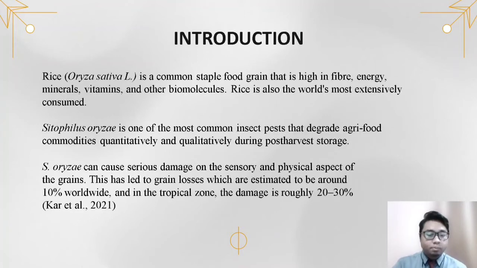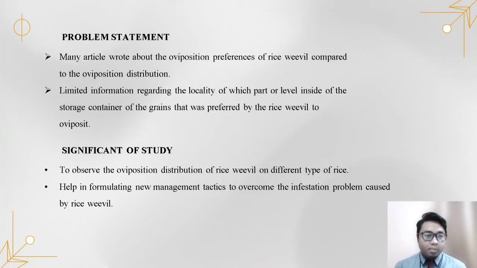Problem statement. Many articles have been written about the oviposition preferences of the rice weevil, compared to the oviposition distribution of the rice weevil. There is also limited information regarding the locality, meaning which part or level inside the storage container of the grain, that is preferred by the rice weevil to oviposit.